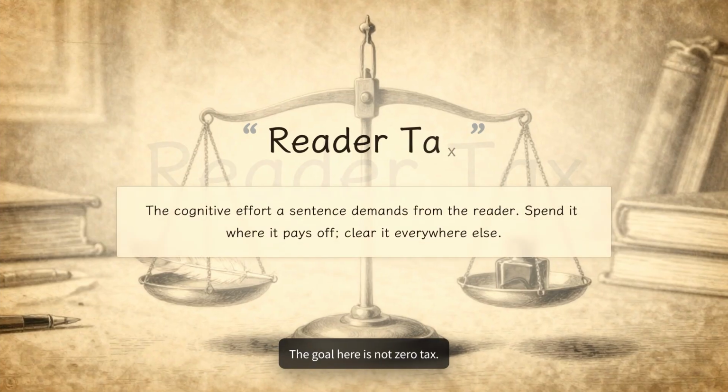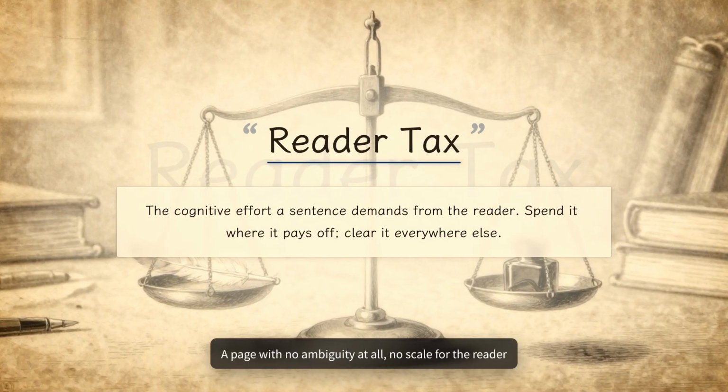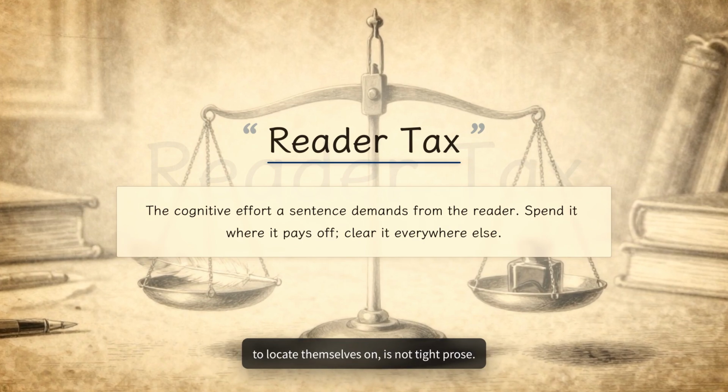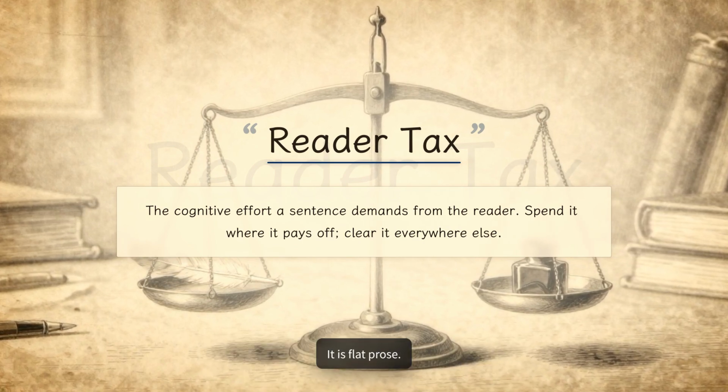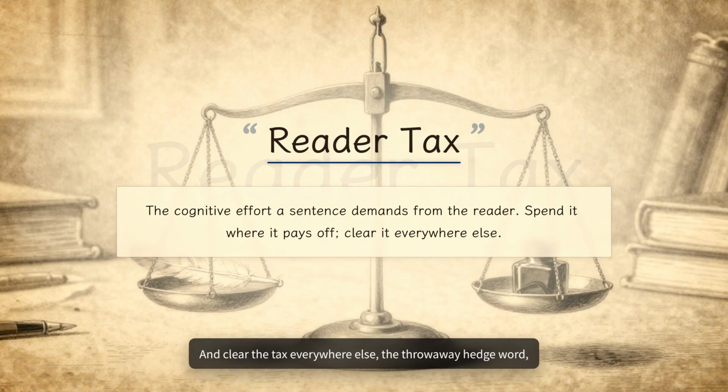The goal here is not zero tax. A page with no ambiguity at all, no scale for the reader to locate themselves on, is not tight prose. It is flat prose. Readers need something to lean into. The goal is choosing where the tax gets spent. Make the reader work where the work pays them back. Give them the comparison that takes a second to land, because that second of effort is part of the experience. And clear the tax everywhere else.